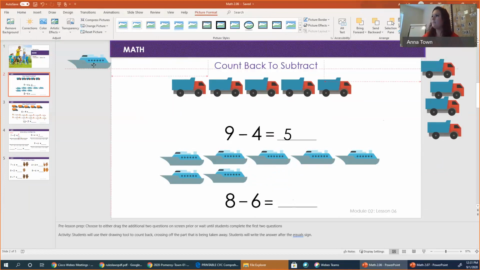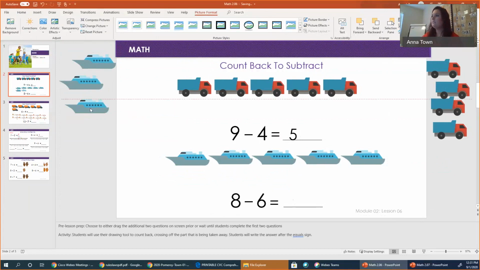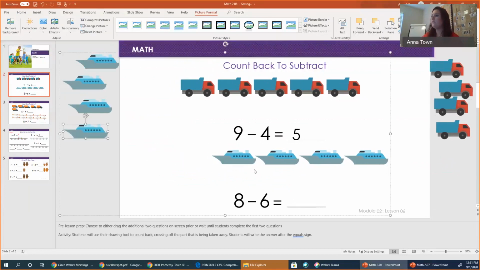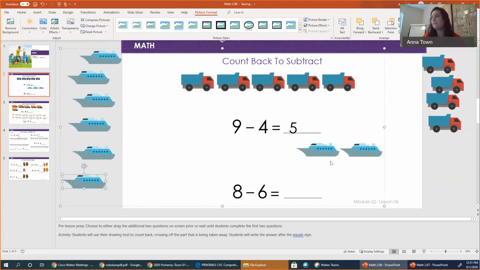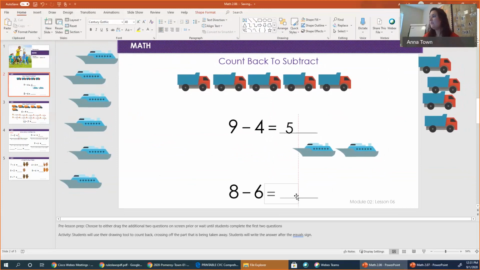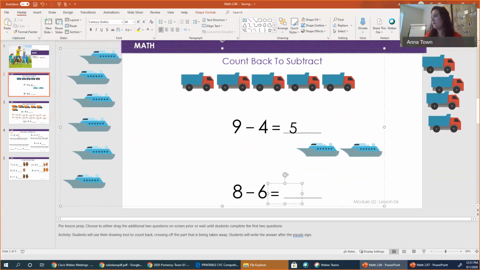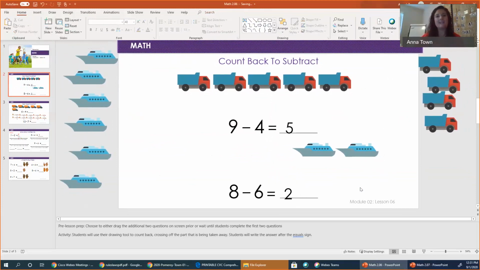So let's count. 1, 2, 3, 4, 5, 6. Boys and girls, how many shifts are we left with? We are left with 2. So our answer is 2. 8 take away 6 is 2. Once again, this would be like using a 10 frame.